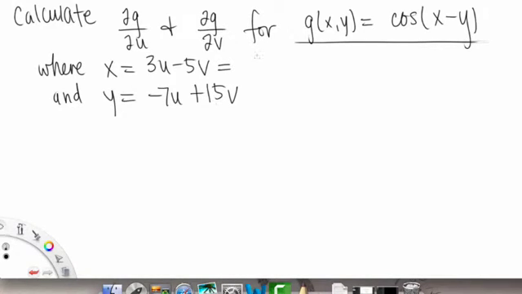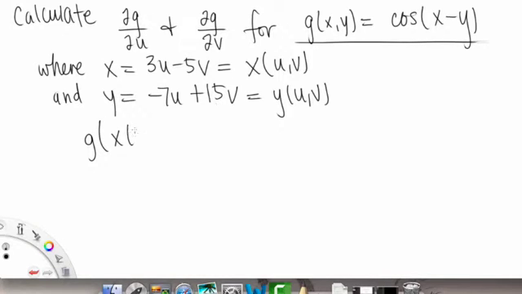So this one here can be considered x of u and v, and this one is y of u and v. So our entire composite function is going to look like g of x of u and v, and y of u and v. So u and v are our independent variables.